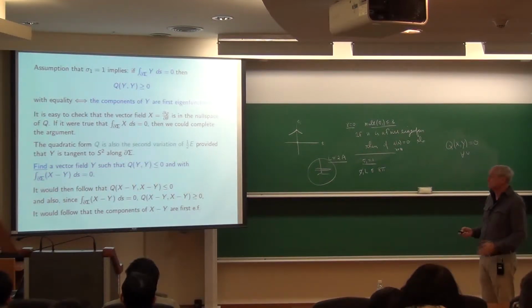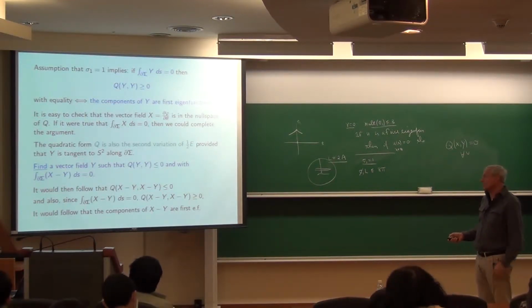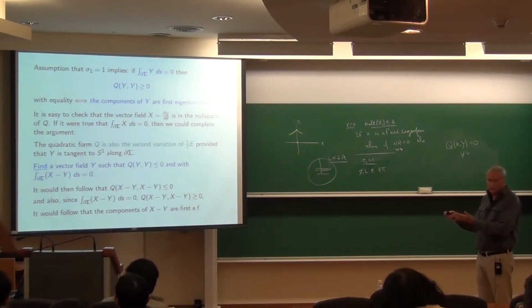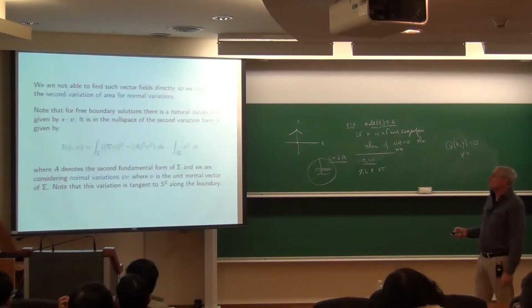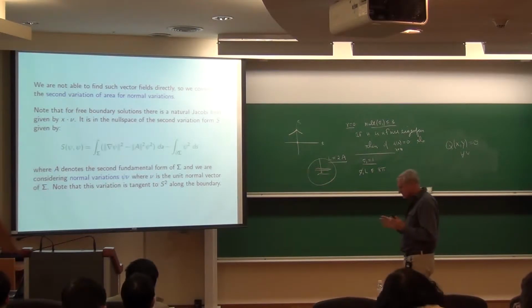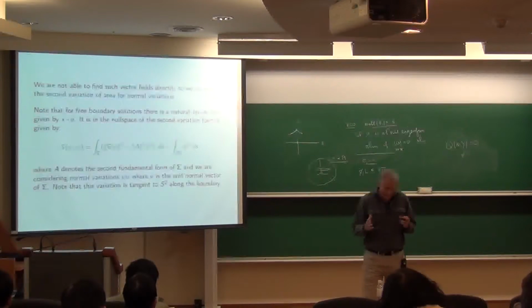Okay, and so actually, once you get the first eigenfunctions, then if you understand what y looks like, you can finish it through. Really the key is to find these vector fields y.